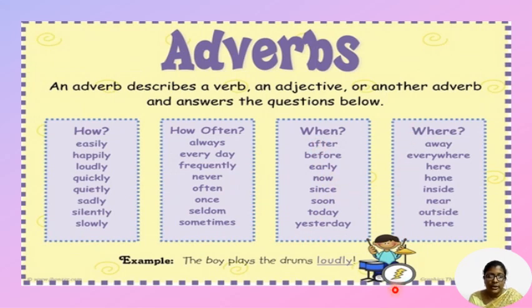Okay, now I'm going to give a sentence and you have to find the type, okay? The boy plays the drums loudly. So under what type does it come? The word loudly comes. Yes, it comes under the type how. We can see it, right? Loudly. Yes. So how does the boy play the drums? The boy plays the drums loudly.